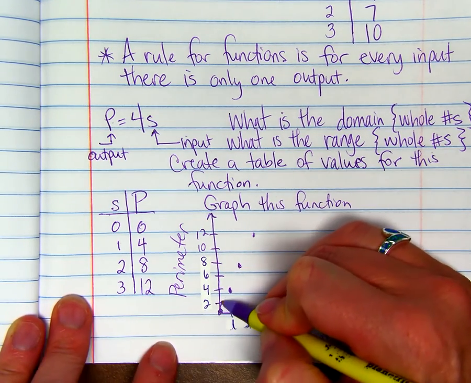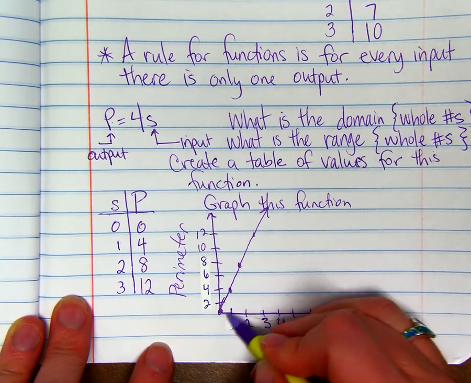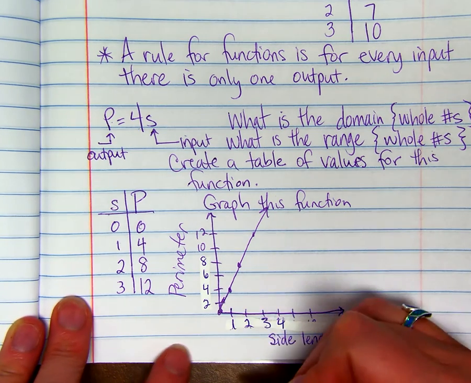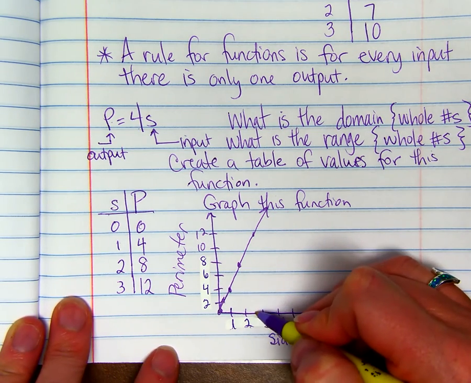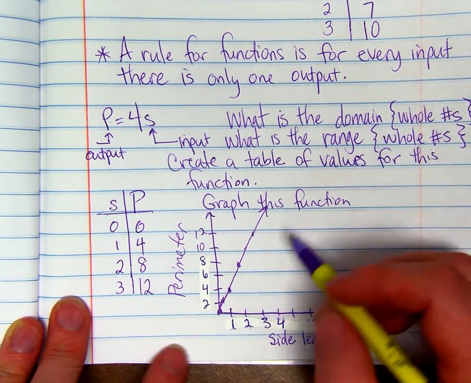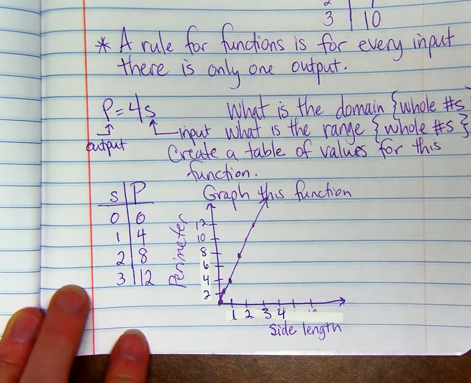We can connect it because we can have fractions of sides. We could have each side equal to 1/2, and then our perimeter would be 2. If each side was 2.5, our perimeter would be 10. So we can connect the dots to show that it's continuous. It's going to be a ray.